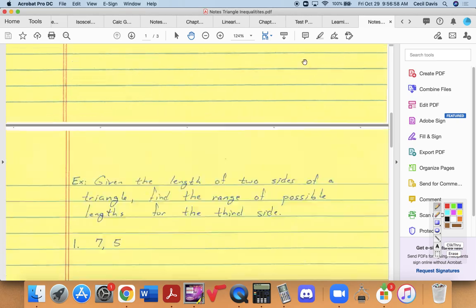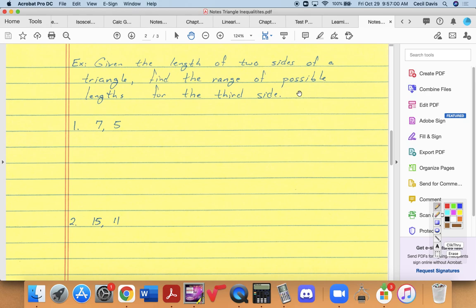All right, page 2. So here we're given the length of two sides of the triangle. We want to find the range of possible lengths of the third side. So there are two possibilities. One is that the third side is one of the two short sides. The second possibility is that the third side is in fact the longest side.